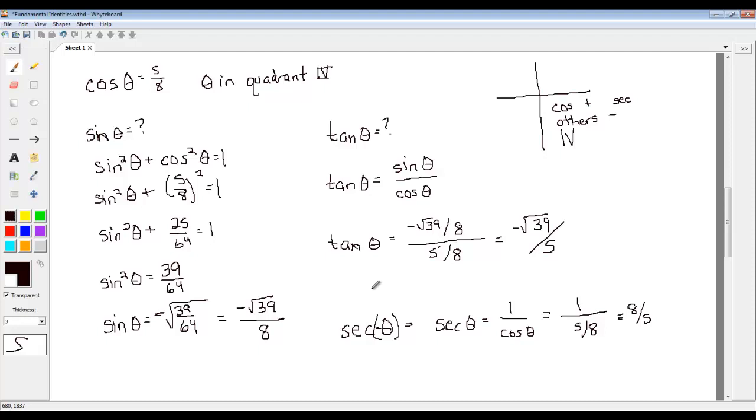So you can go through and you can use these identities to find all these values without ever having to draw triangles. Like if you have a starting value and you know what quadrant you're dealing with, your identities can help you to find some of the other trig values. So you're going to be doing some practice with that.